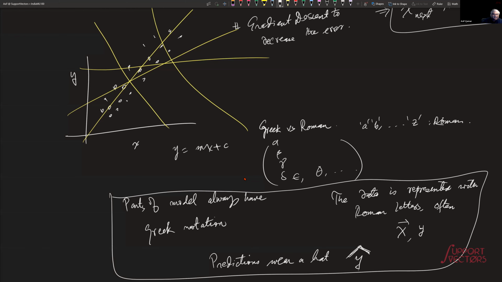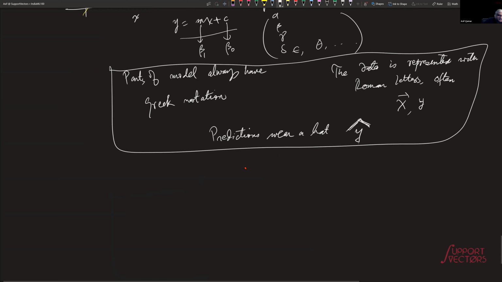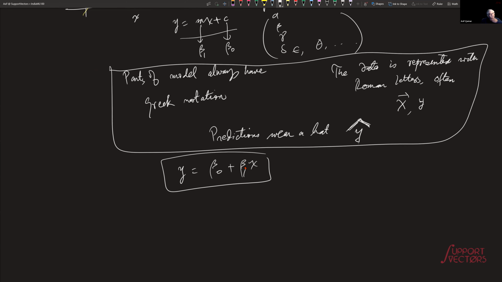So when you follow these conventions, you realize that this will not do because this is all made up of Roman letters. So what you typically do is you replace this with beta 1, and this, staying with the convention of your book, you replace with beta 0. So the new way of writing a line would be y is equal to beta naught plus beta 1x. And that's the only other thing you need to remember.